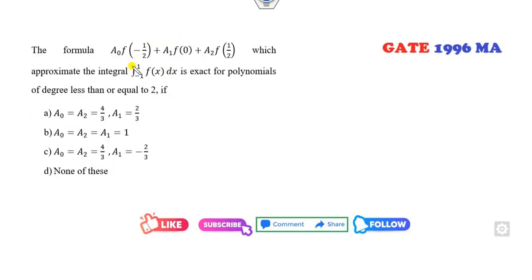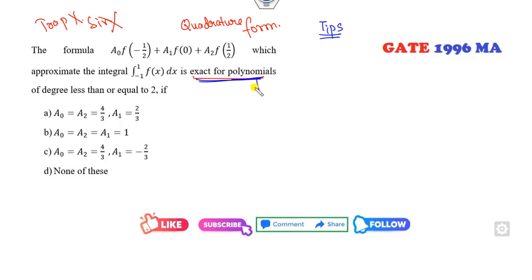Look at this another one. This is the integration of this and exact for polynomials. That means you are using a quadrature formula. So Simpson 1/3 rule is not applicable. Trapezoidal rule is not applicable. Now another thing you have to take care about: whenever you have exactness for polynomials, you have to check what is the degree of the polynomial. You can see it is less than or equal to 2. Remember, equality must be there.